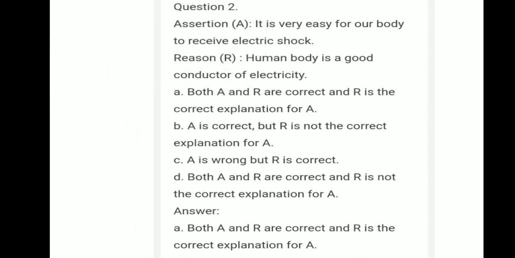Question number 2. Assertion: it is very easy for our body to receive electric shock. Reason: human body is a good conductor of electricity. Answer: both A and R are correct. R is the correct explanation for A.